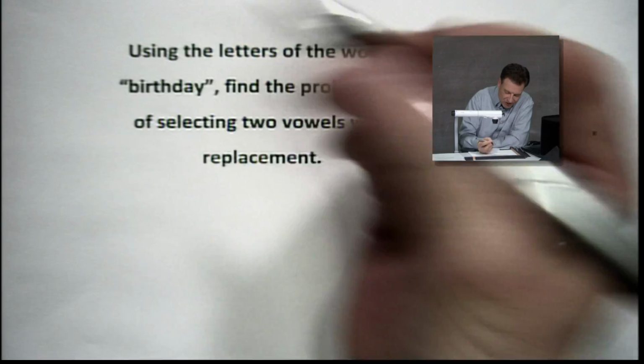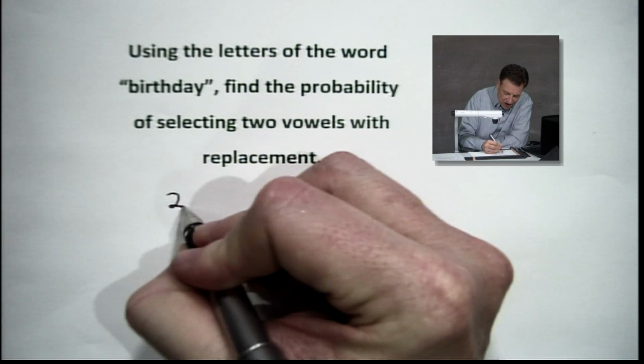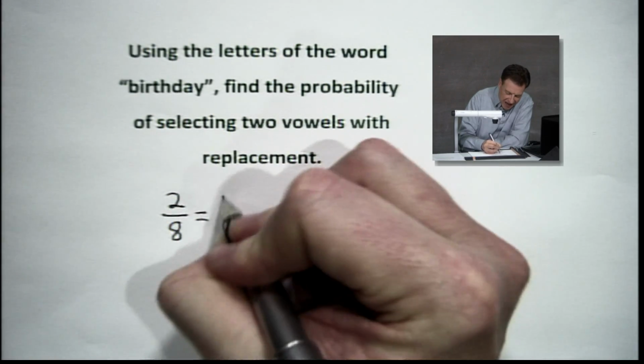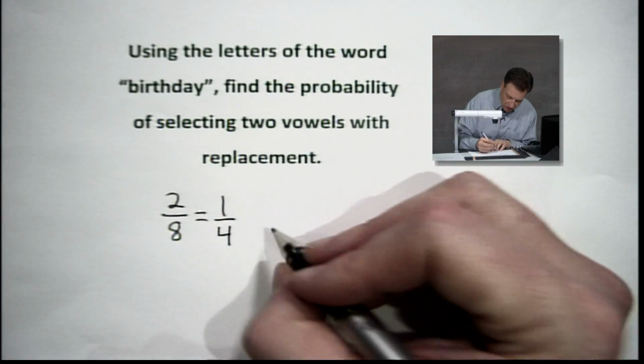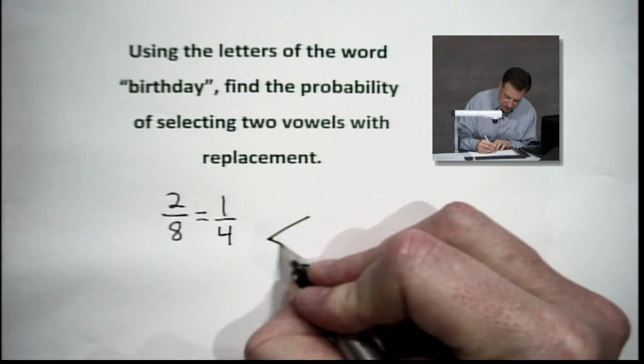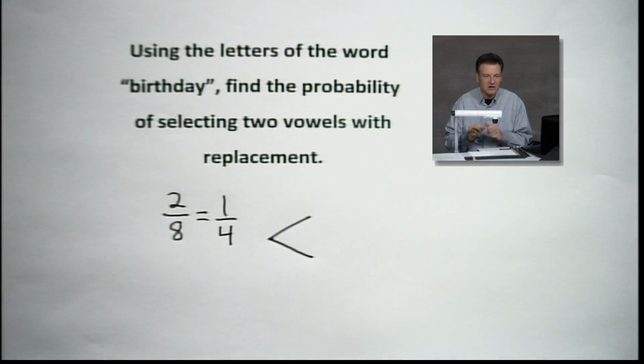Here we go again. There's birthday. Sorry about that. We're going to go back to 2 out of 8, and that's going to give us 1/4. That's the probability of drawing a vowel, all right? But here's the deal. We're going to make 2 draws, so I'm going to use a tree diagram to show what's going on here.